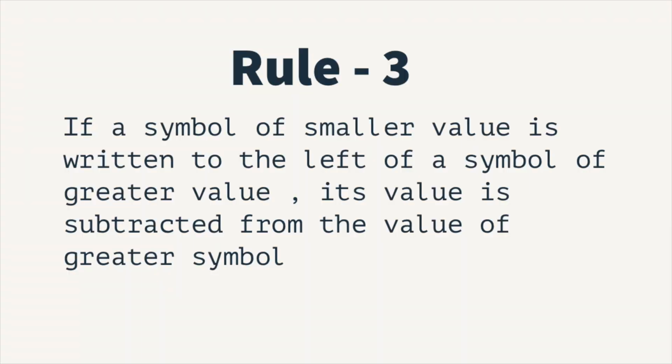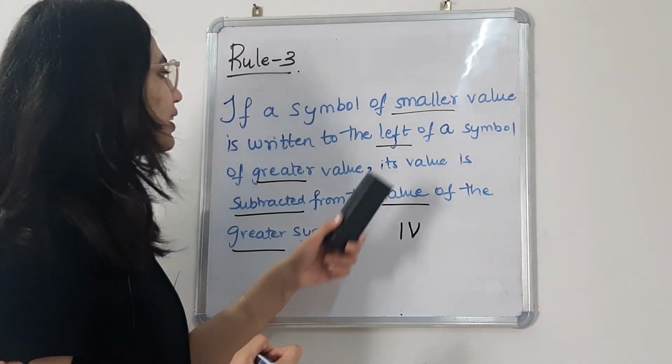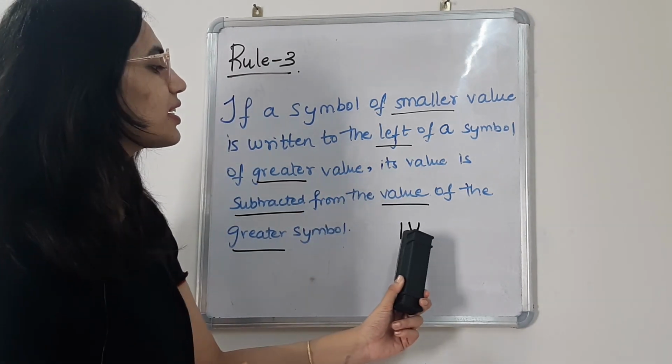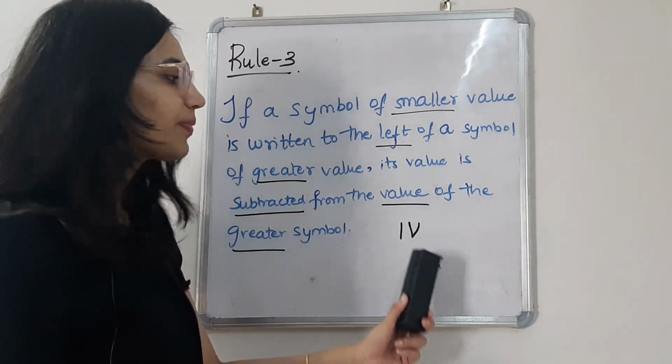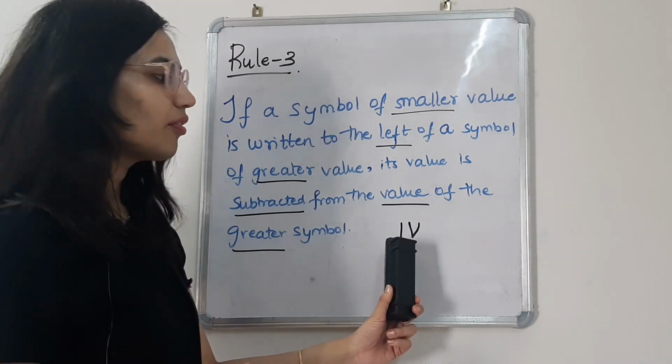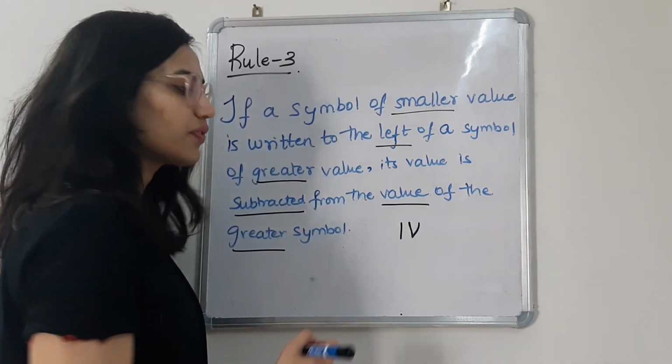Now, let's quickly see rule 3. If a symbol of smaller value, let's write a symbol of smaller value. The easiest symbol of smaller value is I, that is 1. So I is written to the left of a symbol of greater value. What is a symbol of greater value? Let's take an easy symbol, that is V, nothing but 5. He is saying that if this is written to the left of this, that is a symbol of greater value, then this value will be subtracted from this value.